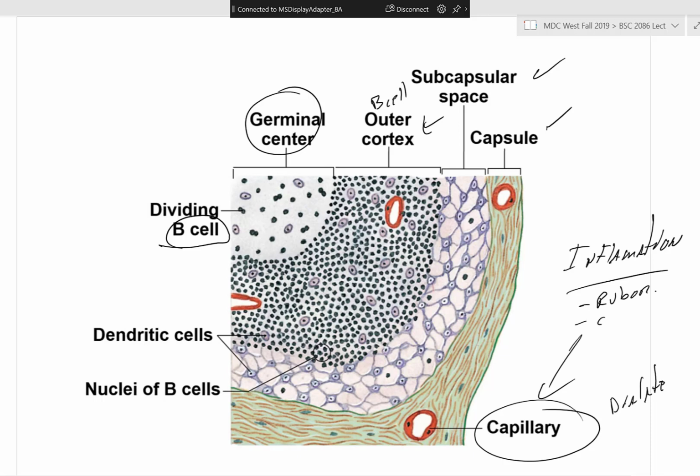Rubor, calor, dolor, and functio laesa, which means ceases function, stop function. These are actually the cardinal signs of what? Of inflammation. So every time you have an inflammatory process, these are the cardinal signs, right?